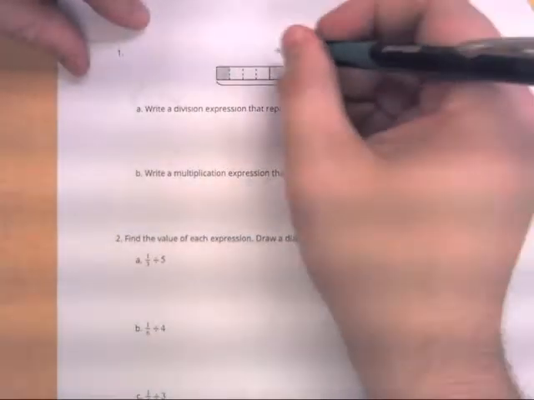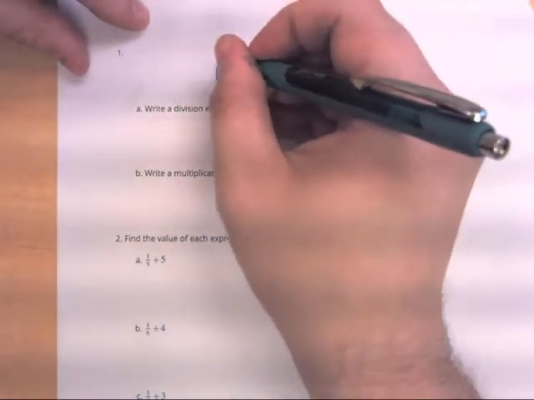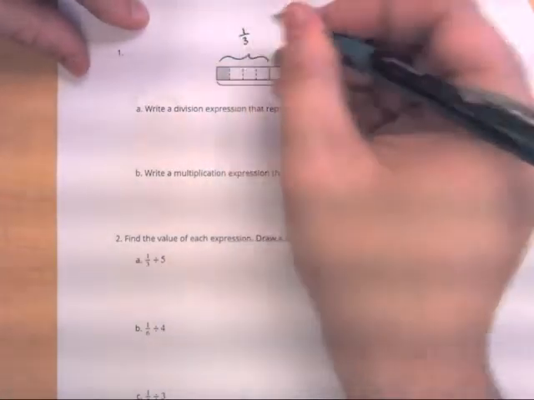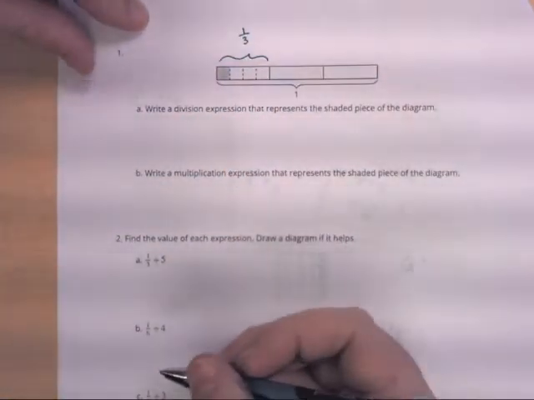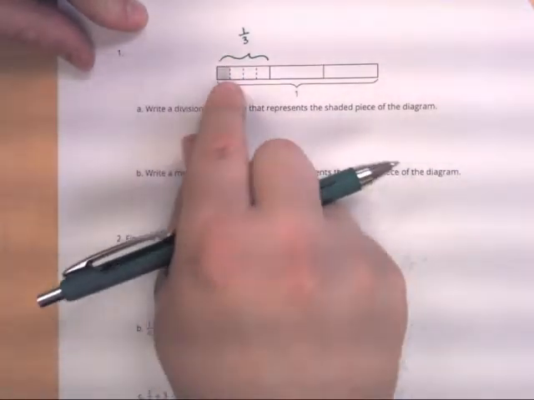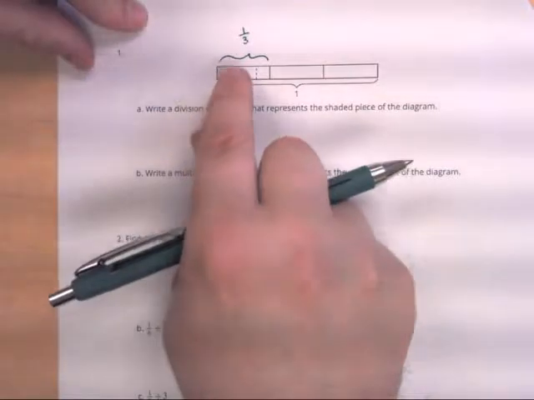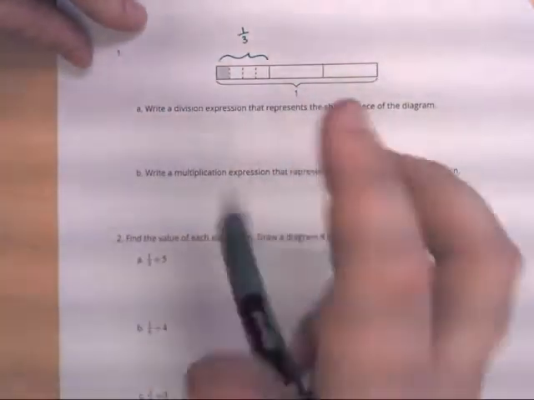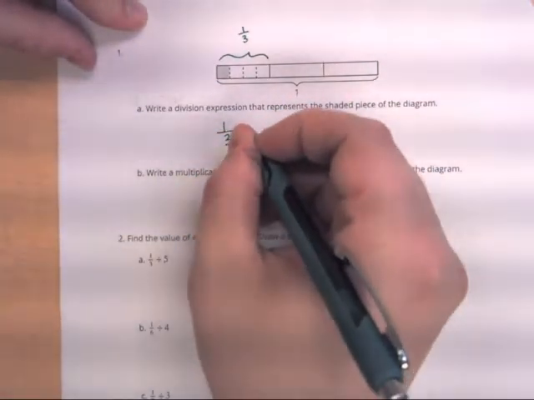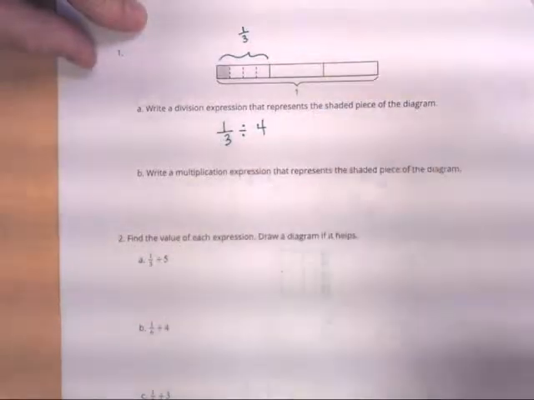So each of these sections here represents 1/3 of the whole. And if I look at 1/3, I see that this 1/3 has been divided into 4 equal pieces. So a division expression then would be 1/3 divided by 4.